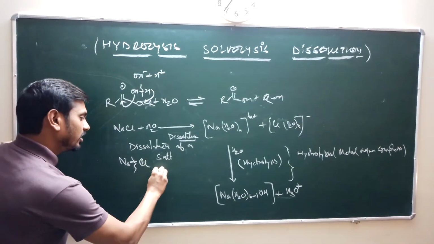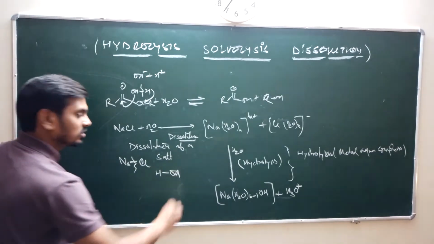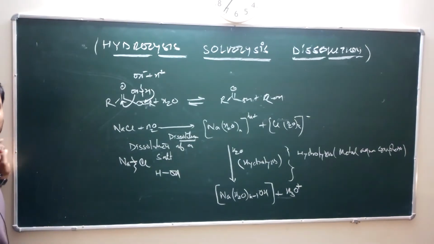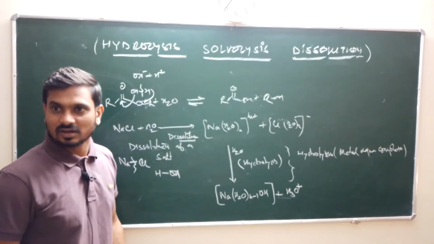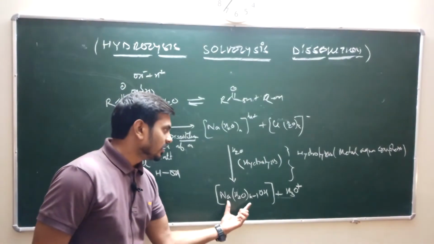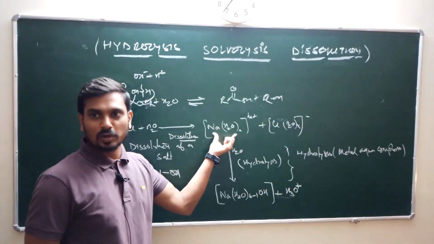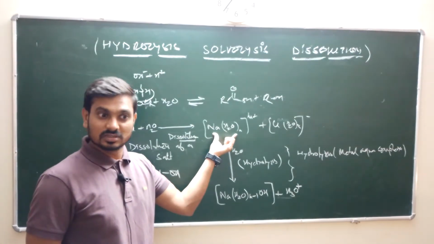But the bond between the water molecules has not been broken down. So that's why this process is not exactly hydrolysis. Alright. Now, this is the whole molecule, NaH2O. This is the whole molecule.